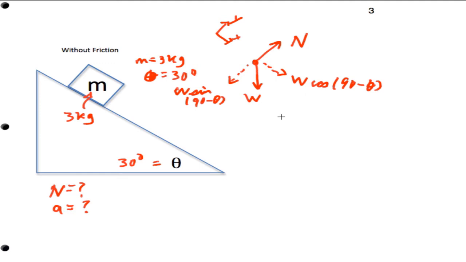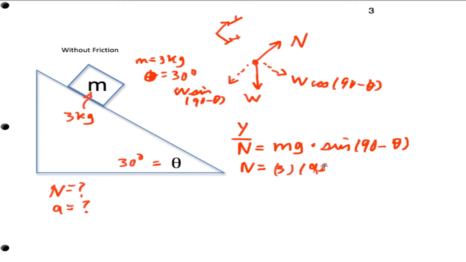So the way this works is like this. In the y direction, we're going to set up our equations, and that means the normal is going to balance mg, which is the weight, times the sine of 90 minus theta. Now let's plug in our numbers for that. We're going to get N equals 3 times 9.8, which is the acceleration due to gravity, times the sine of 90 minus 30.